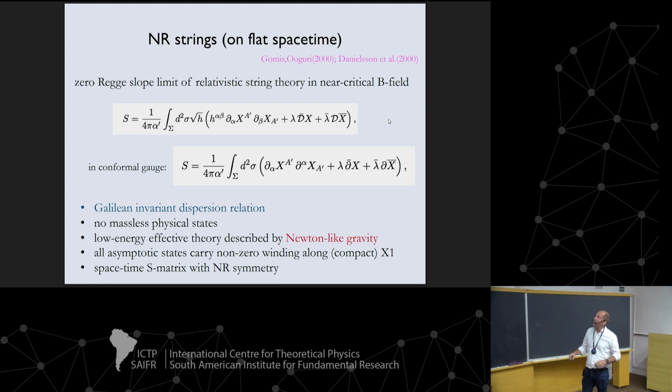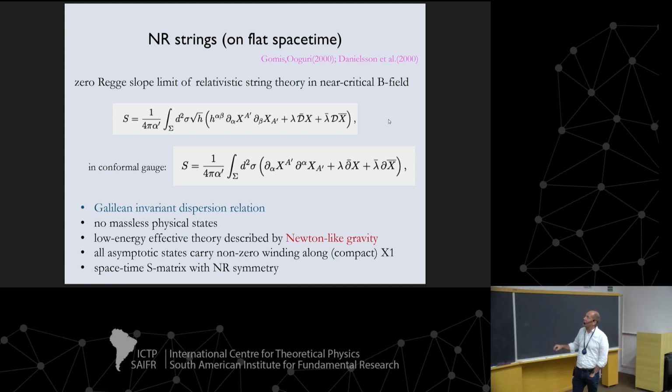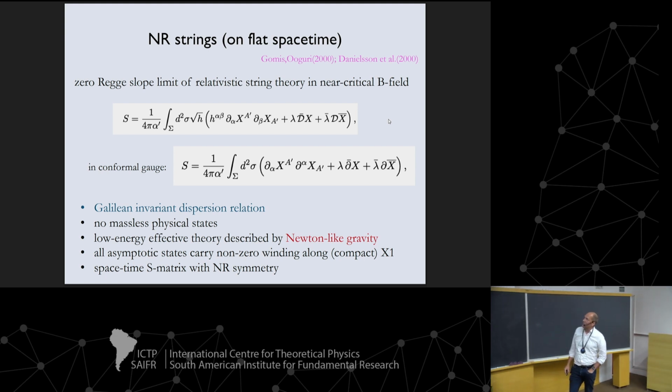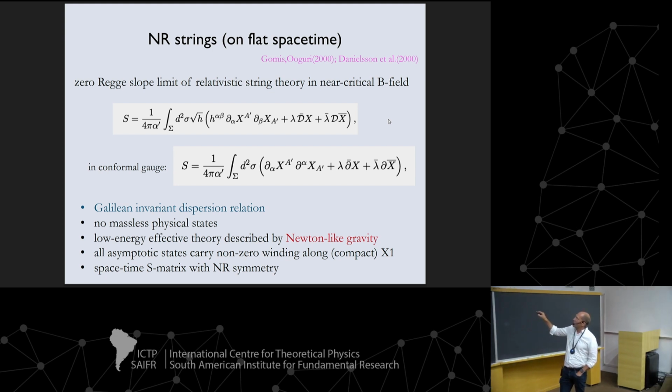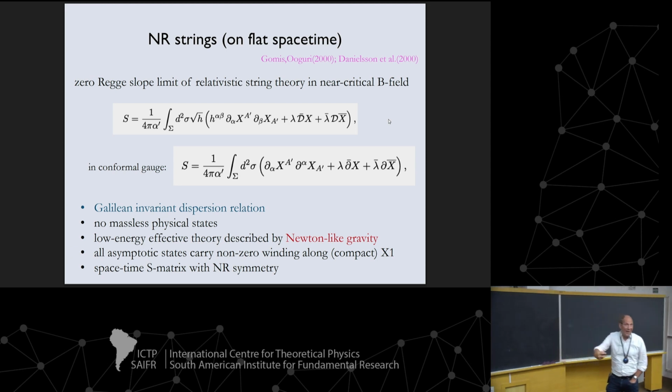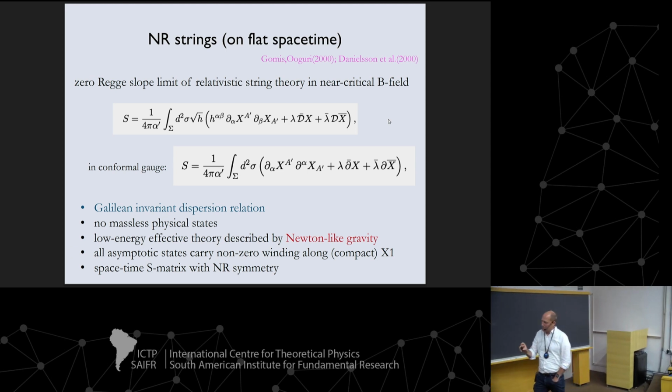By looking at scattering of non-zero winding states, it was shown very beautifully that the low energy effective theory of the string theory is described by Newton-like gravity. I emphasize this: all asymptotic states carry some non-zero winding around a compact x1, which is one of the directions. So this is x0 plus or minus x1, and x1 is the compact longitudinal space-like direction.